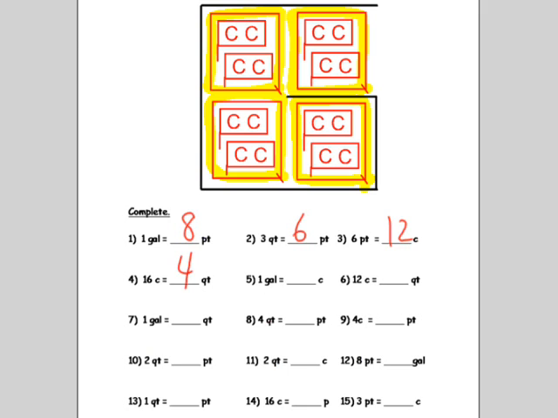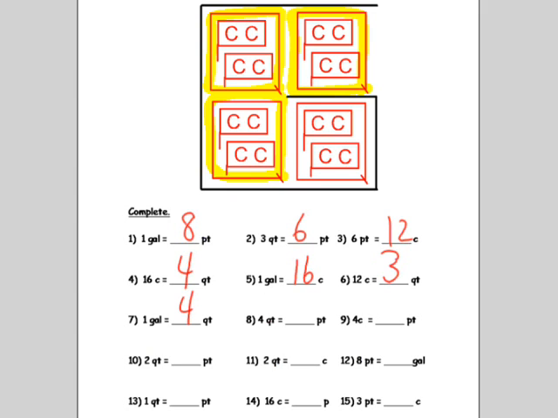1 gallon is how many cups? Well, there's 16 cups in this gallon, so it would be 16 cups in a gallon. 12 cups would be how many quarts? Well, let me erase some of these. 12 cups would be how many quarts? We have 2, 4, 6, 8, 10. There's 12 cups highlighted. And how many quarts would that be? That would be 3. 1 gallon is how many quarts? So the whole gallon would be 4 quarts.